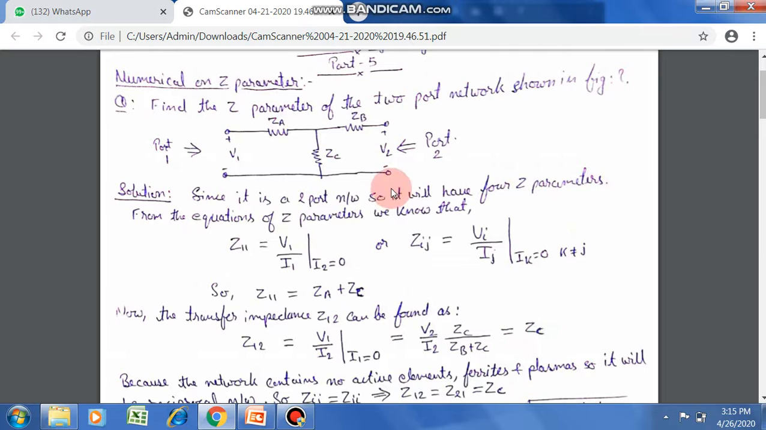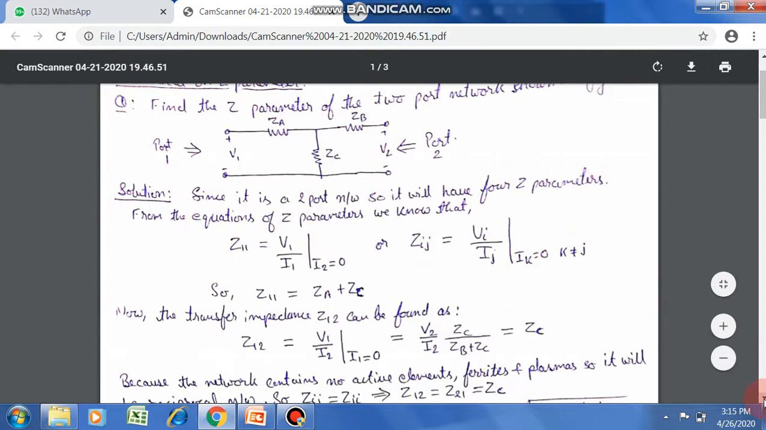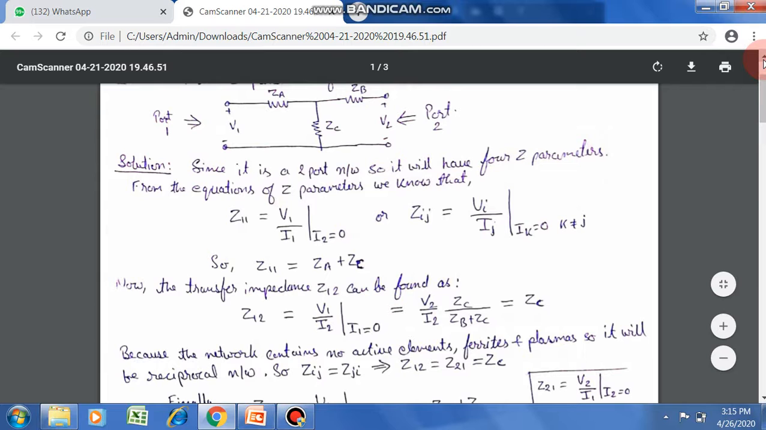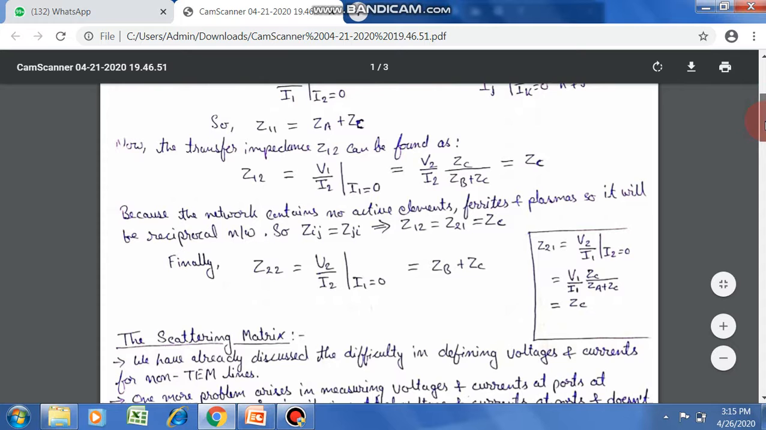Now you can see this two-port network is also reciprocal because no active element you can see here. No active element, no plasma, nothing. It is reciprocal. If it is reciprocal, then Zij will be equal to Zji. So Z12 is equal to Z21 is equal to ZC. Now Z22 you have to find, again V2 over I2, and it will come ZB plus ZC. Here you can see the network is not symmetric. If it is symmetric, then Z11 and Z22 are also equal. But here ZA and ZB are not equal resistances. If they are equal, then this network is also symmetric, so Z11 and Z22 will also come equal.